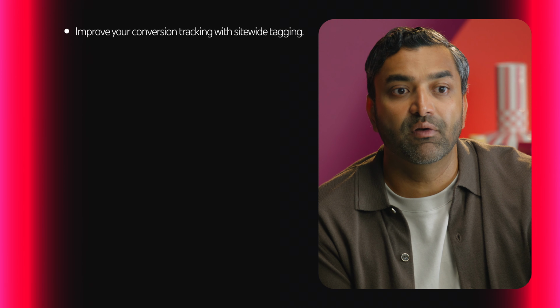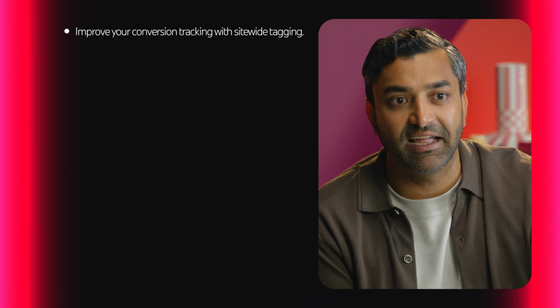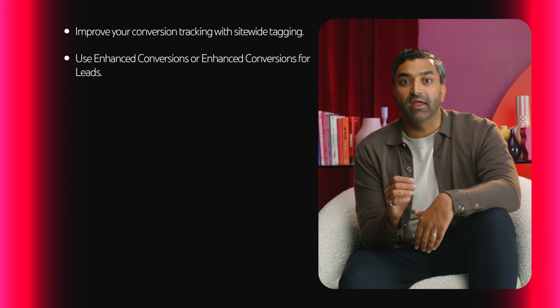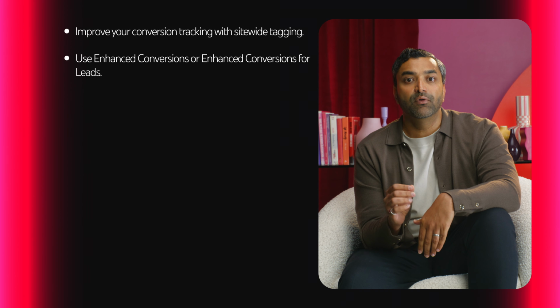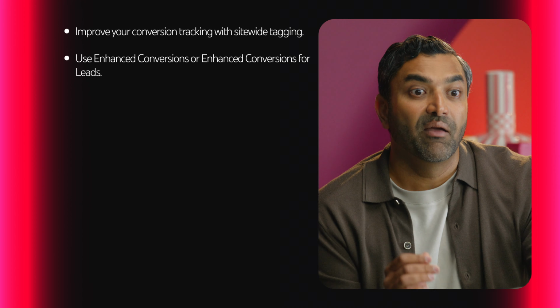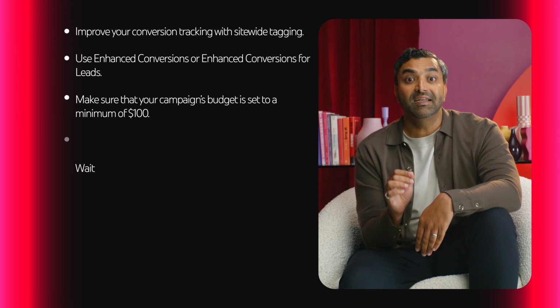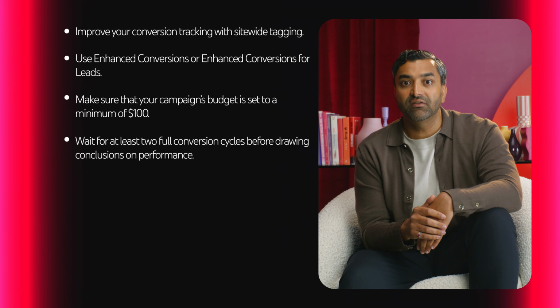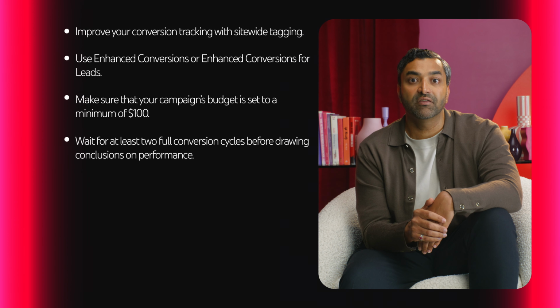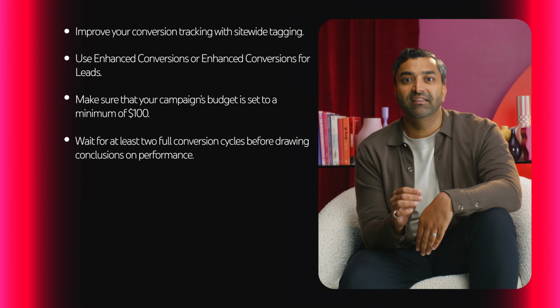Finally, we'd like to share a few tips and tricks for getting started with demand gen campaigns, some of which we have touched upon in more detail already. Enable site-wide tagging to improve your conversion tracking accuracy and prevent conversion loss with a unified tag. Use enhanced conversions or enhanced conversions for leads to improve the accuracy of conversion data. Make sure that your campaign's budget is set to a minimum of $100. At least wait 2 full conversion cycles before drawing conclusions on performance, allowing your campaigns to complete their learning periods.